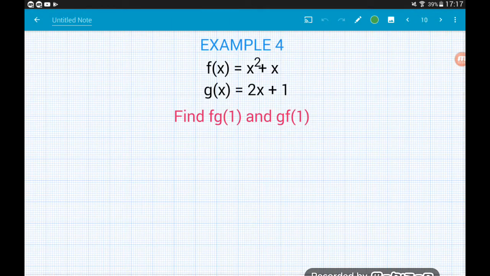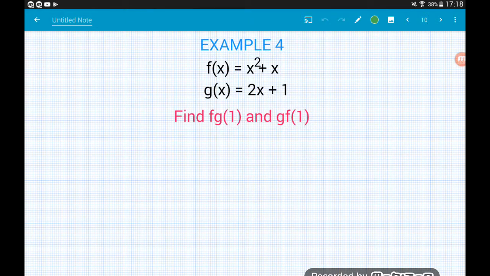Okay, one more example. f of x equals x squared add x. g of x is equal to 2x plus 1. So find f of g of 1 and g of f of 1. For each of these, I'll go through both methods and again choose which one you prefer. If you're feeling brave, of course, pause the video, have a go by yourself.